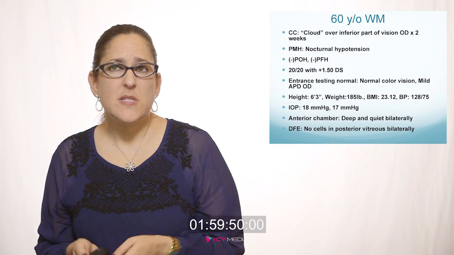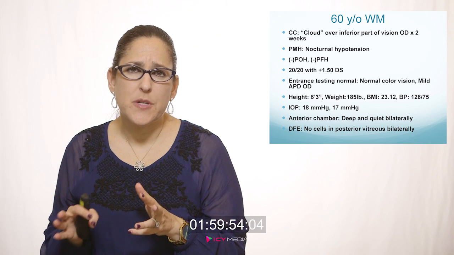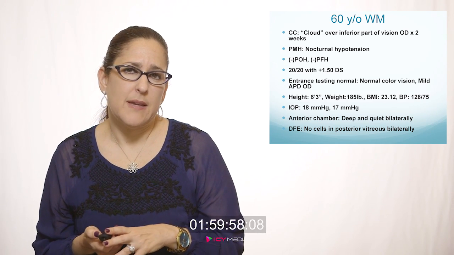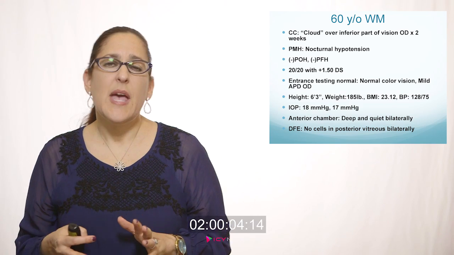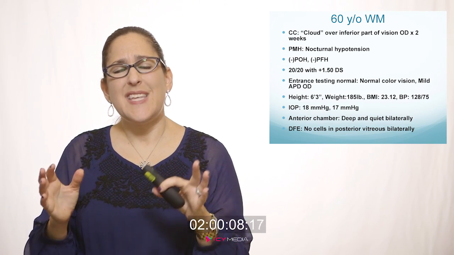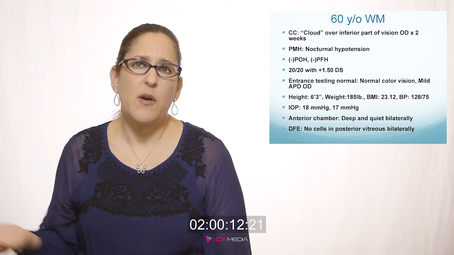Okay, here's a 60-year-old white male who complains of a cloud over the inferior part of his vision in the right eye for 2 weeks. Okay, he's a very good historian, and is able to tell me that something funny is going on with his right eye. And we're actually able to pick up on confrontation fields that he can see, but it's not as well as he can see in his other eye. Okay, so there's something going on in that right eye.